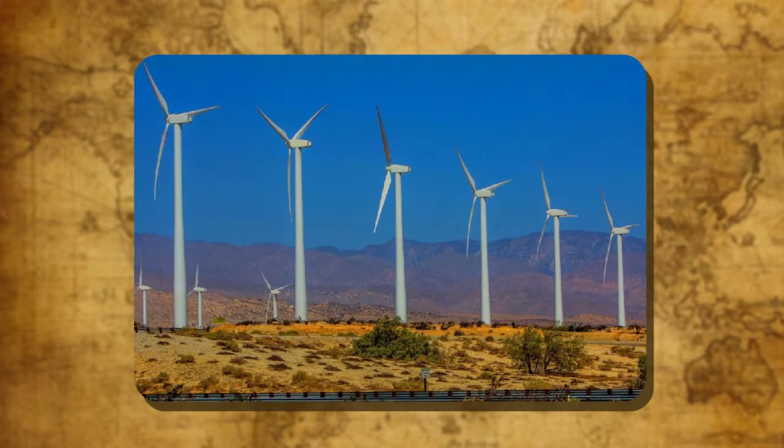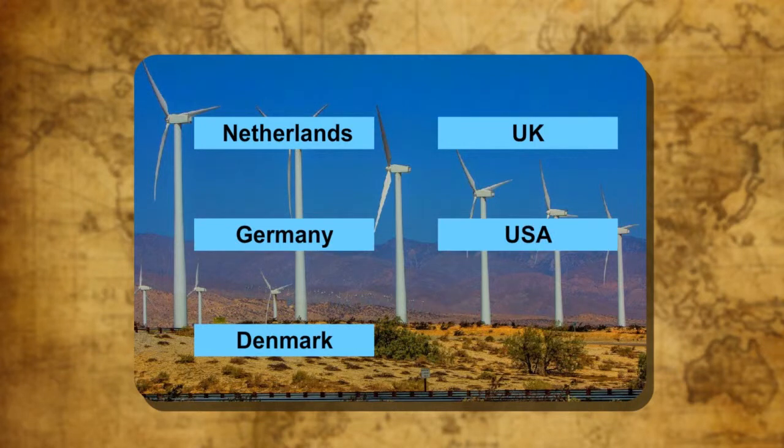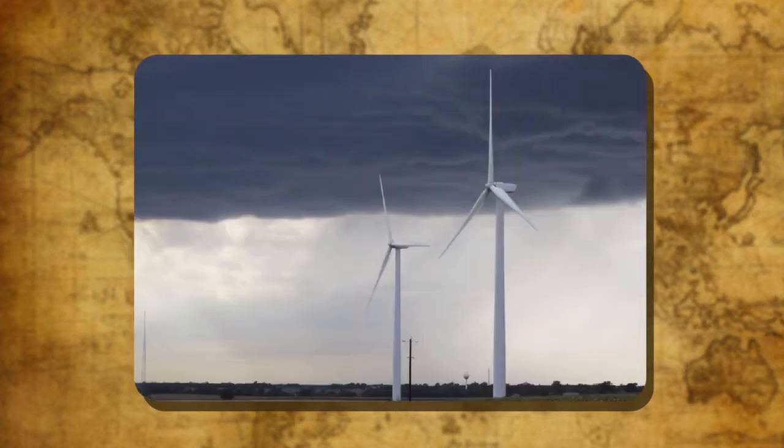Wind farm clusters are mainly found in the Netherlands. Germany, Denmark, UK, USA, and Spain are also popular in wind energy production. Famous wind farm clusters are located in Tamil Nadu in India. India is also called a wind superpower due to rapid development in wind energy.